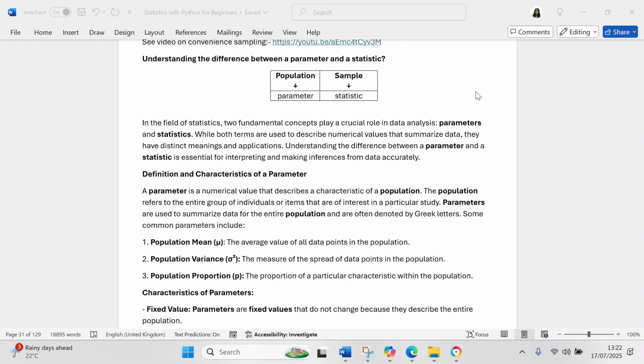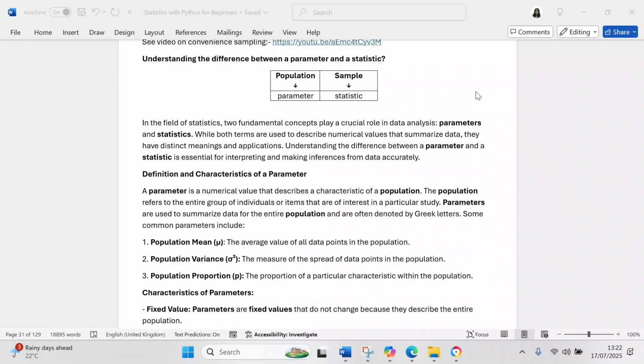In this particular video, we're going to discuss the difference between a parameter and a statistic. Basically, if it's a population, it's a parameter, and if it's a sample, it's a statistic. And I've got a little table on the screen for you to see the difference between the two.